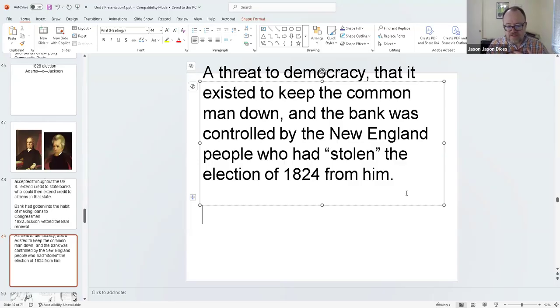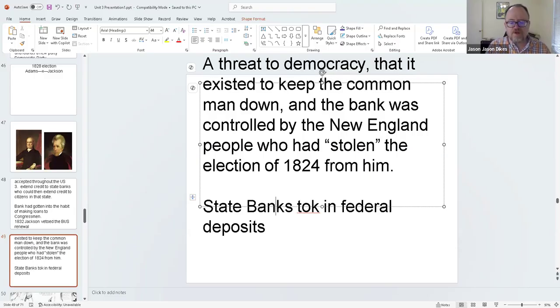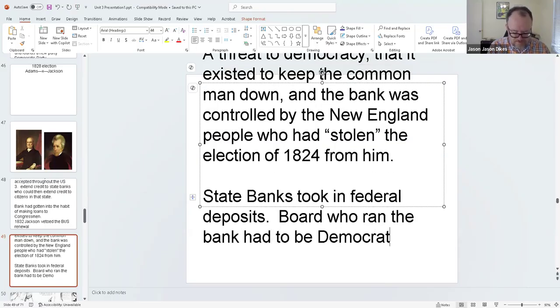Now, what did Jackson bring about to replace the National Bank of the United States? Well, state banks. They took in federal deposits. So basically, these state banks took over where the National Bank of the United States left off. The only requirement is that the board who ran the state bank had to be Democrats. And that was pretty much the only requirement.